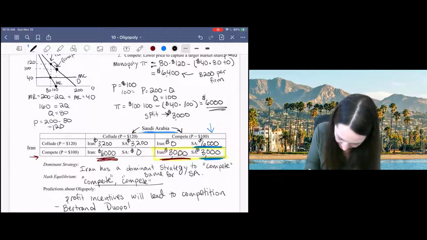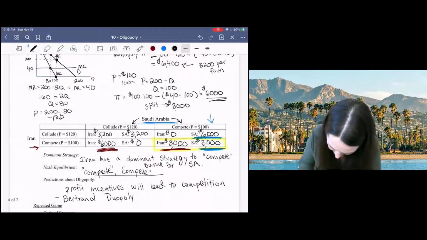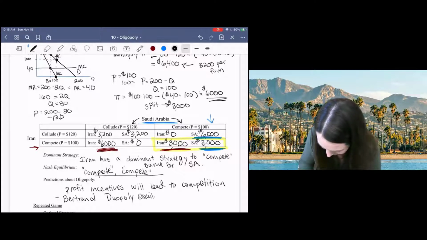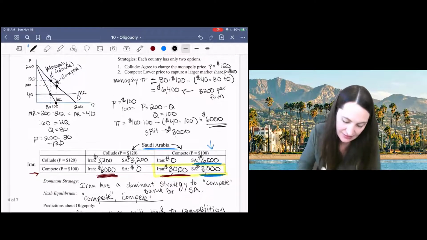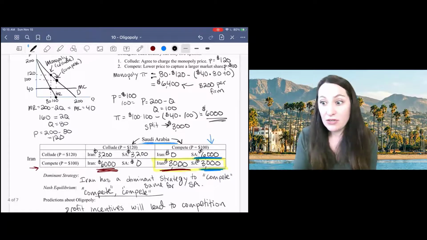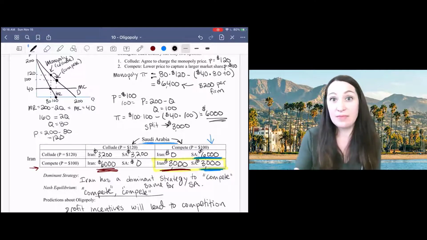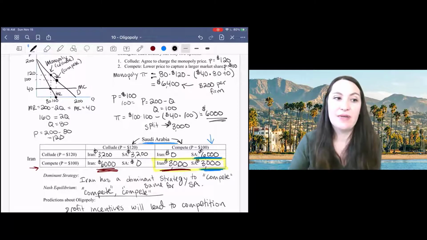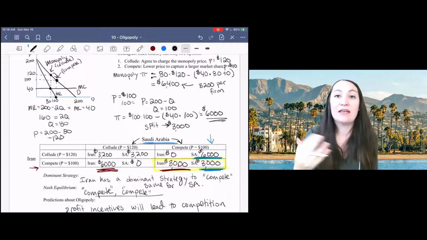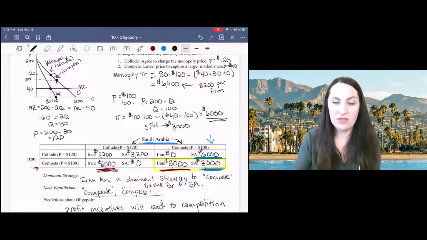Duopoly equilibrium actually occurs where profit is equal to 0, because it's not really this discrete choice between 120 and 100, right? We could set this up where the collude option is 100 and the compete option is 80, right? And it's going to give us the same incentive structure.